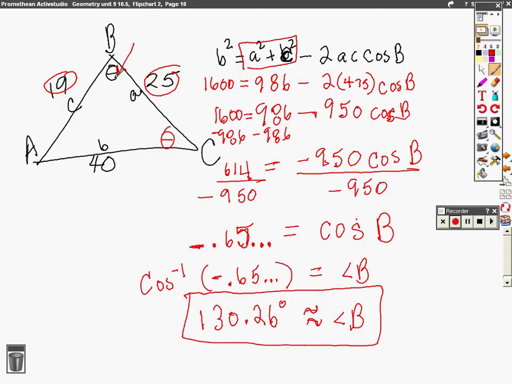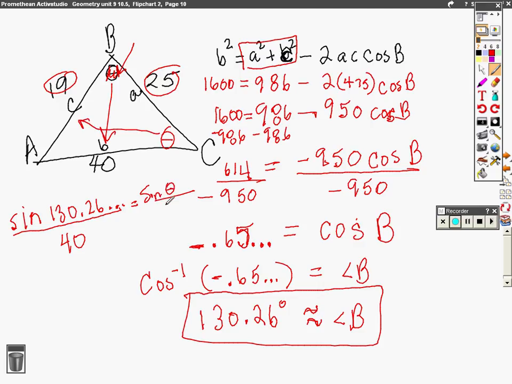Because now what we have is two sides and an angle across from one of the sides. So we can use the law of sines. Since we already have this angle, we're going to say sine 130.26 dot, dot, dot. Don't take it out of your calculator. Over, this is across from the side that's 40, equals, and then we could take any other one. What other angles do we know? Sine theta, we don't know that angle, over this side, which is 19.